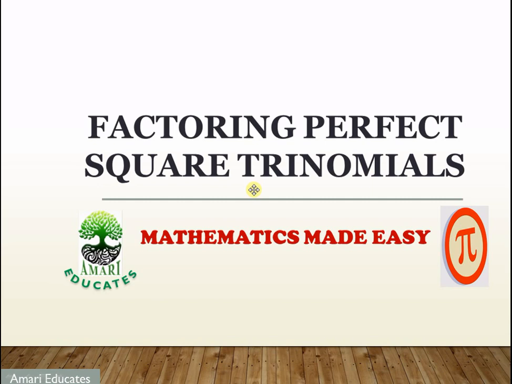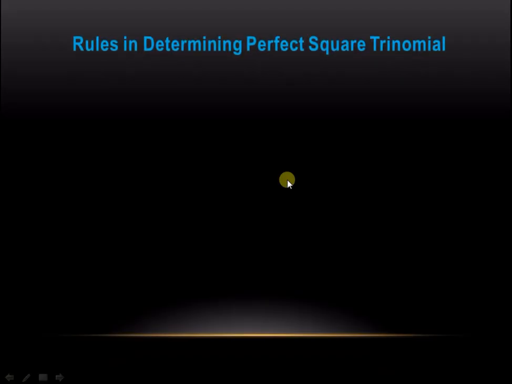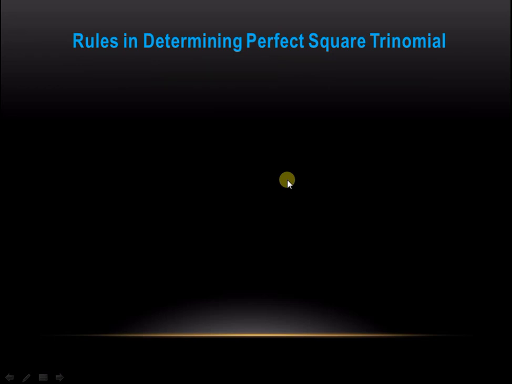In this video, we're going to study factoring perfect square trinomials. But before that, let us have first the rule in determining whether a certain expression is a perfect square trinomial. Let us consider this expression. But you have to make sure first that it is arranged properly, meaning the power is decreasing on x. So in this situation, we have x squared, x, and there's no x at the end.